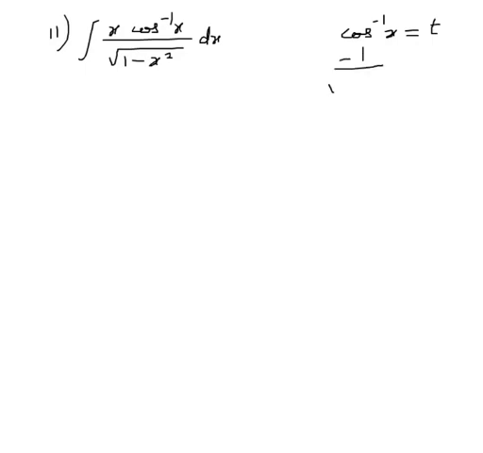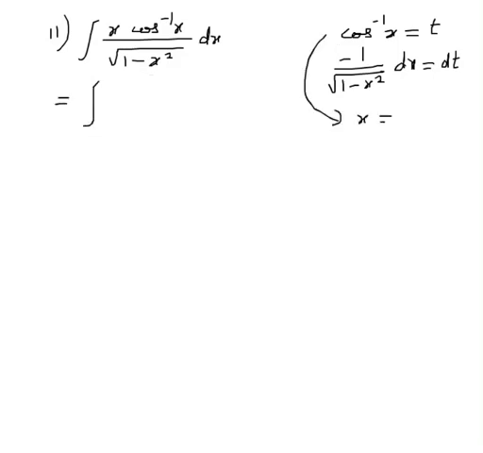Question number 11. Integral x cos inverse of x divided by root of 1 minus x square dx. Here we have 3 functions. Let us go for substitution. We will take cos inverse of x as t. Differential of cos inverse is minus 1 by root of 1 minus x square dx, which is dt. Here I didn't write x as cos t as I did in the previous question because the differential of cos inverse is already there in the function. That's why I didn't change.